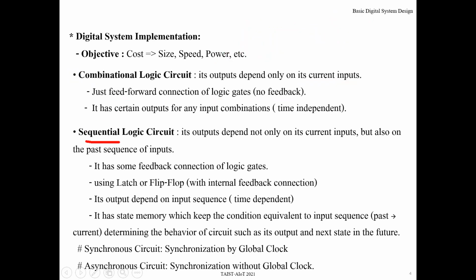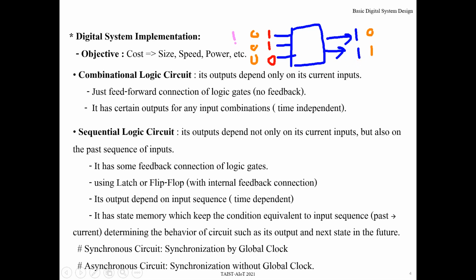By the way, for the sequential logic circuit, the output does not depend only on the input value. For example, if you apply 1, 1, 0 as the input, the output may be 1, 1, and then when you apply 0, 0, 0, the output may be 0, 1. If you apply 1, 1, 0 again, the output may be 1, 0. Okay, same input, but it may get a different output. The output is based on the sequence of input.